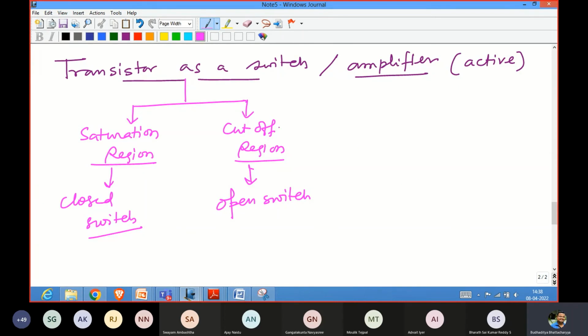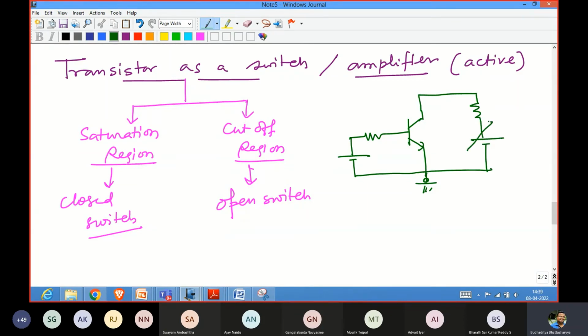Now let me draw the circuit for the open switch. We'll take the cutoff only. So let's draw the circuit. Suppose I have a base. This is a common emitter circuit once again, and we have a common terminal over here. We have a supply VBB like this, and we have an RC maybe like this, and a supply voltage once again like this. Suppose these are all variable voltages, like we are arranging it.